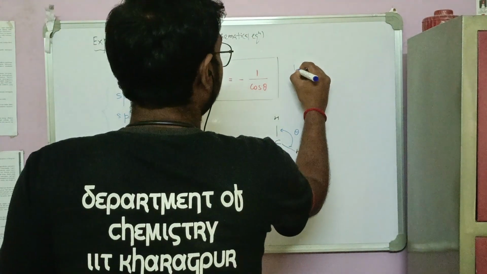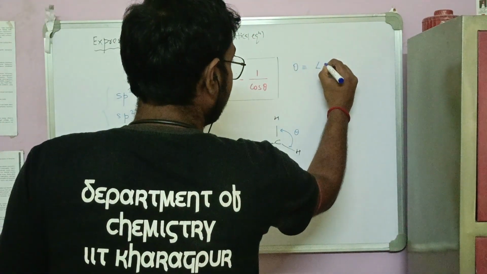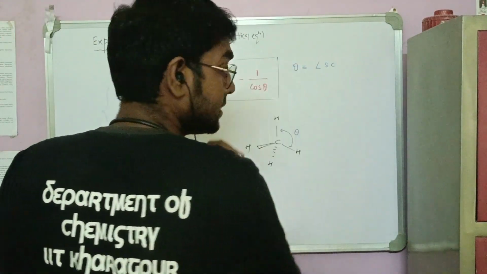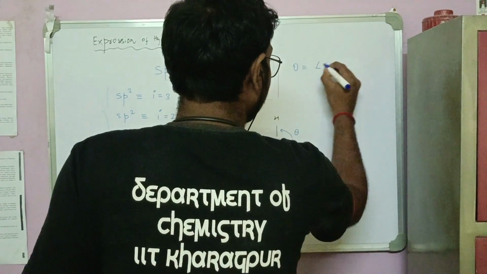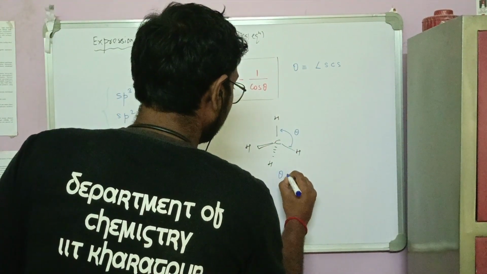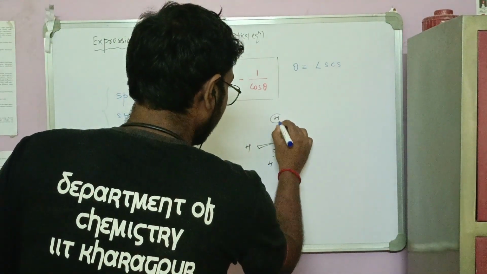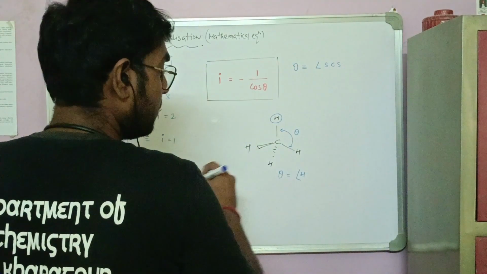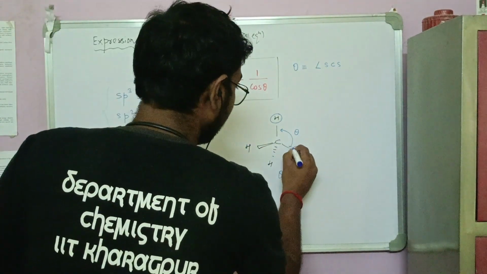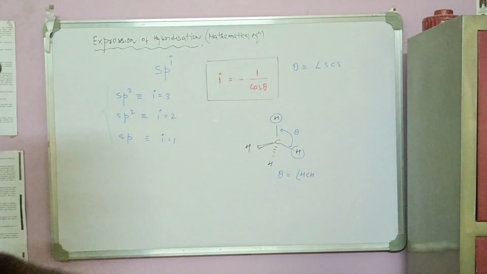Basically we can represent theta as the bond angle between a side atom, which I am denoting as S, the central atom as C, and another side atom. So in the case of the methane molecule, theta equals the bond angle between side atom H, central atom C, and another side atom H. So this is the bond angle for the methane molecule.